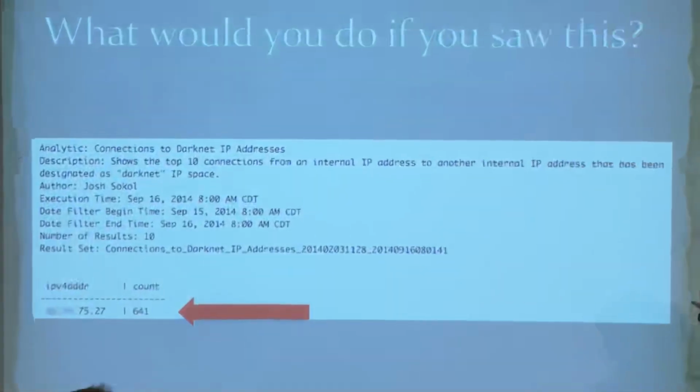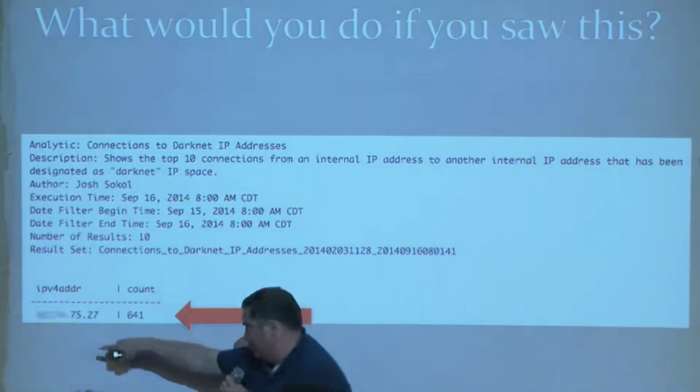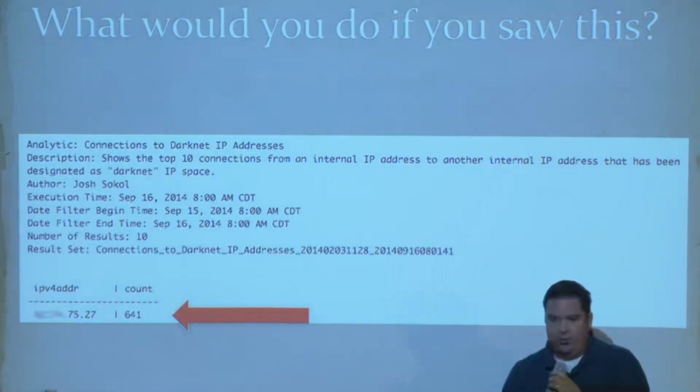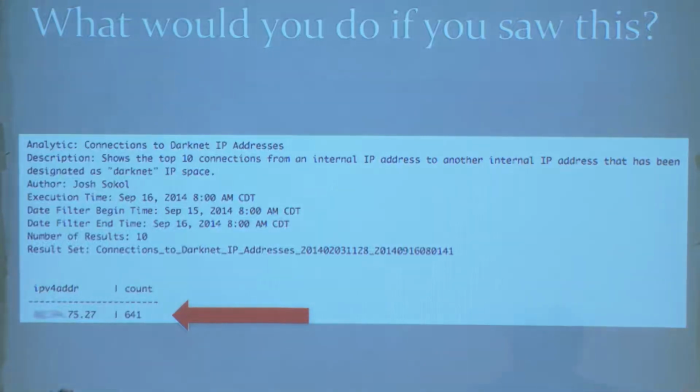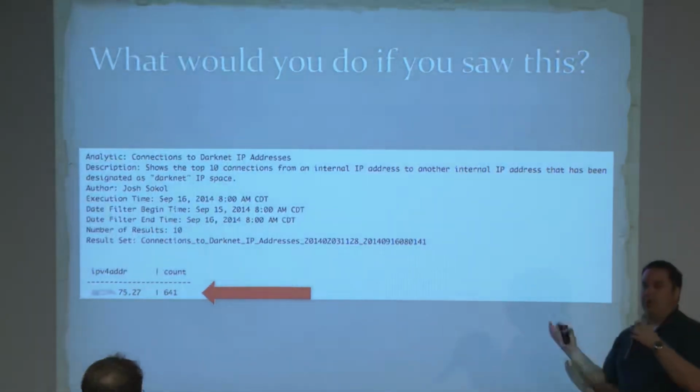This is that darknet IP address report. I've kind of filtered out the initial part, but this is 75.27, and we saw 641 connections to a darknet IP space. So my first question is, who would see this? How many of you guys would actually see this in your environment? Yeah, that's kind of what I thought. So this is extremely valuable, right? I now have an IP address in my environment that's talking to darknet space.